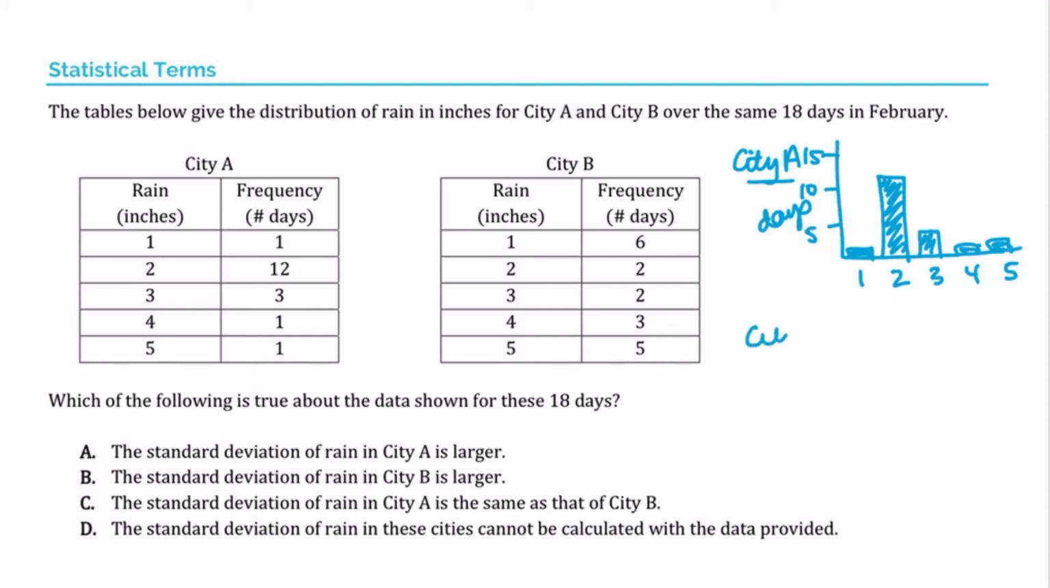Now let me plot city B. And what I hope you noticed about city A is that nearly all of your answers are at 2. That means that the average, so if I took my 1, 1, and then I took my 12 2s, my 3 3s, my 1 4, my 1 5, I added them all together and then divided by the 18 days, the average value for city A is going to be something a little bigger than 2.